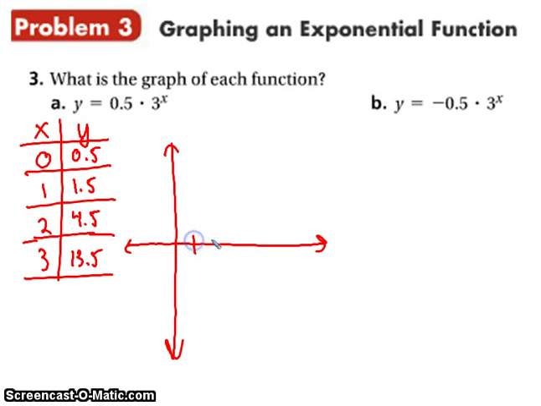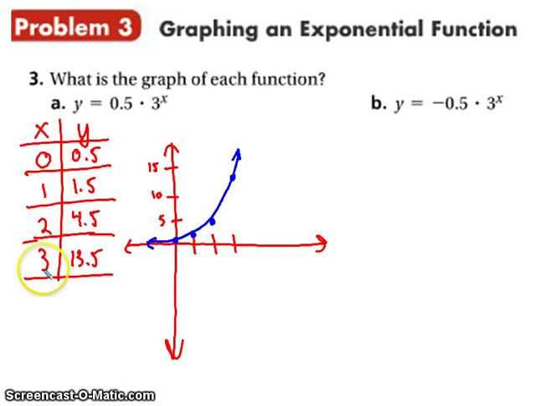So we need 1, 2, 3. And then here I'm going to go by 5s: 5, 10, 15. So 0 and 0.5 is going to look like this. 1 and 1.5 is going to look like that. 2 and 4.5 is going to look like that. And 3 and 13.5 is going to look like that. So that's how it's going to grow.